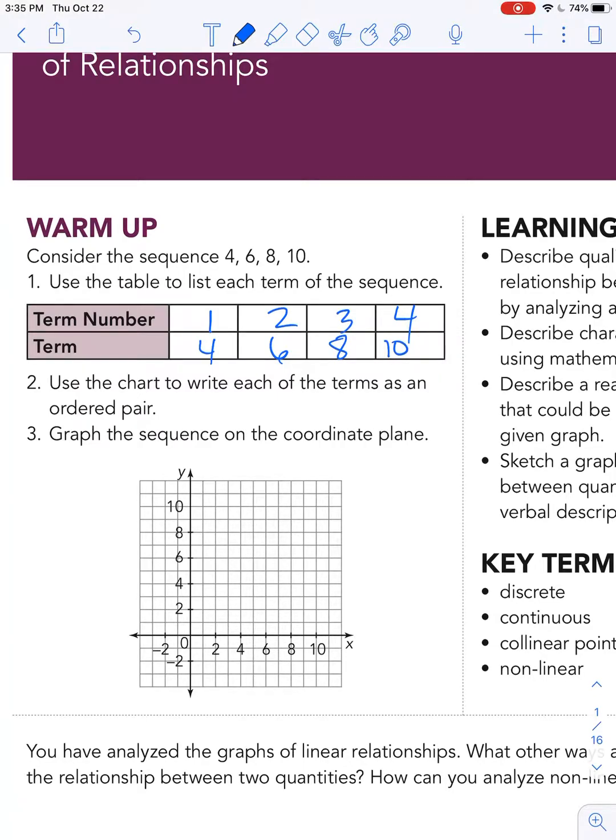So now we're going to write these as an ordered pair. So ordered pairs: (1, 4), (2, 6), (3, 8), and (4, 10). And then we're going to graph it. So (1, 4), (2, 6), (3, 8), and (4, 10). And there you have it.